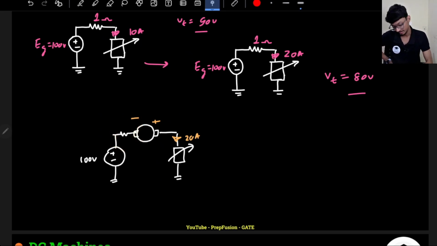But what is the problem? Problem is this DC generator needs energy. So someone has to supply the energy, right? The drop cannot just come from the sky. Someone has to do some work, right?